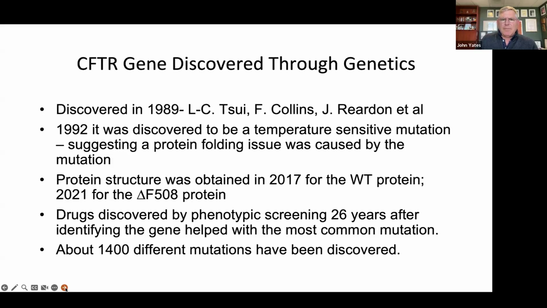And this helped with the most common mutation. The reason why phenotypic screening was used to try to discover drugs is that people just didn't understand the mechanism behind the failure of the protein to mature, why it was misfolding, and so on and so forth. In the intervening years, with genome sequencing becoming more common, about 1,400 different mutations have been discovered. And it's not uncommon for someone to have, for example, a delta F508 allele, and then have some other mutation in the other allele that causes the disease to occur. If you're homozygous for delta F508, you're pretty sick.